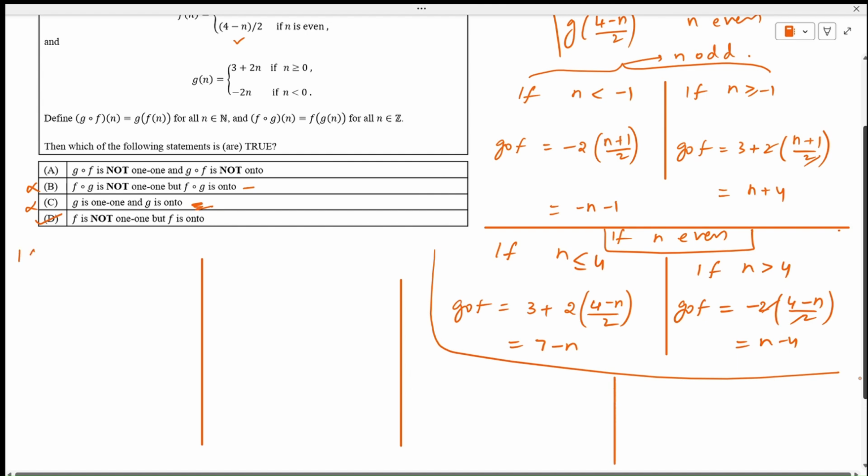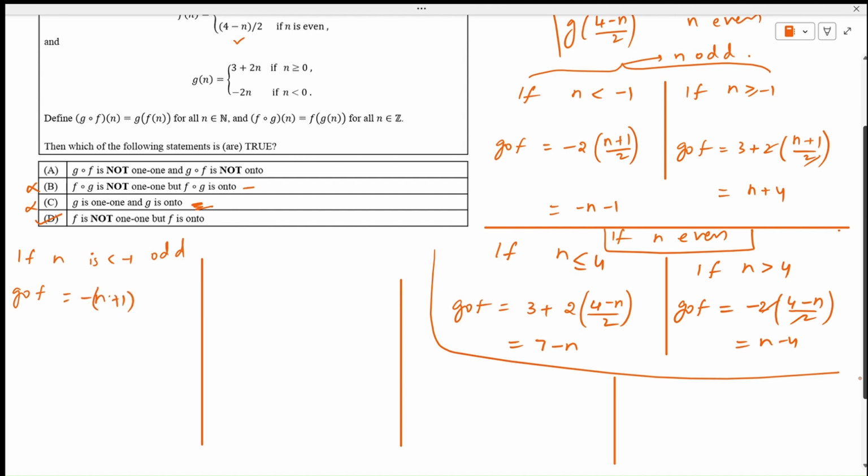If n is less than minus 1 and odd, then g of f is equal to minus n minus 1, right? So minus of n plus 1. What values can n take? Less than minus 1 and odd means minus 3, minus 5, minus 7, and so on. So minus 3 plus 1 is minus 2, so it becomes 2. Minus 5 plus 1 is minus 4, so it becomes 4, then 6, and so on.